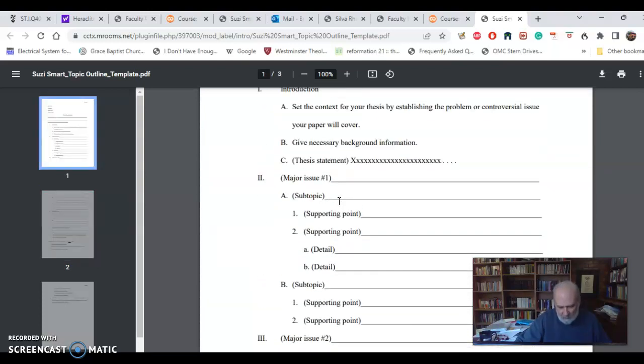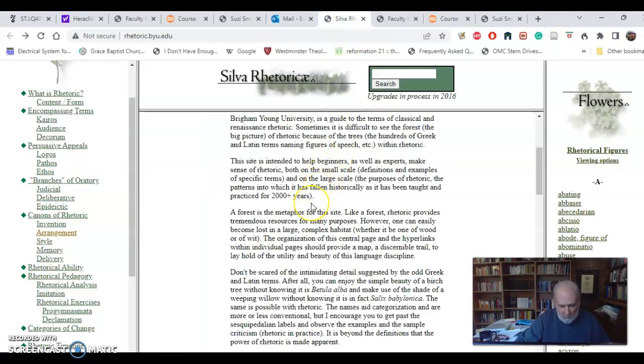fill this out. Now, I'm going to come back to this in just a minute because I want you to see what's behind this. And I wanted to introduce you guys to a website about rhetoric. This class is called Composition and Rhetoric, although mostly we seem to talk about composition, but this is a very rhetorical thing we're doing right now. This page is put out by Brigham Young University. It's called Silva Rhetoricae, which is Latin for the rhetorical forest.